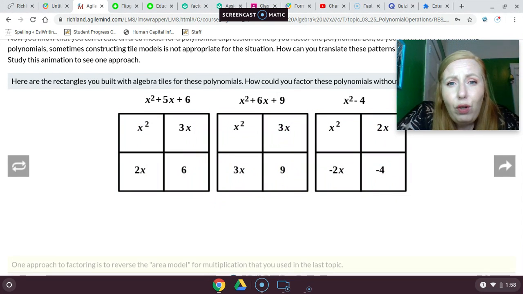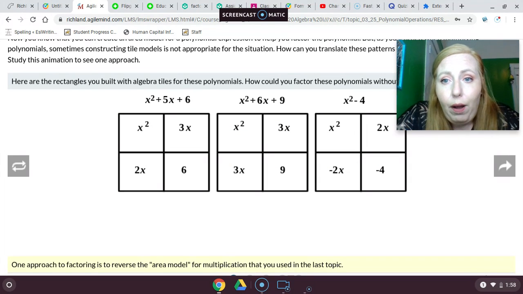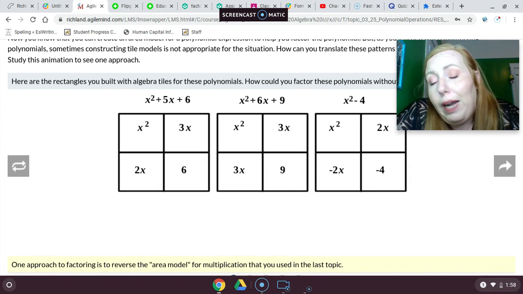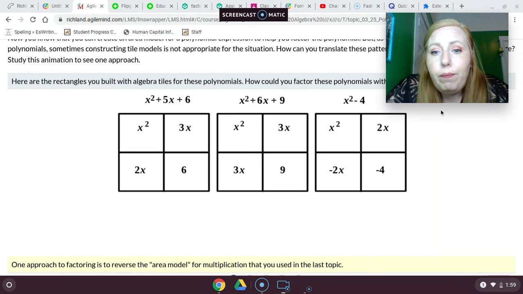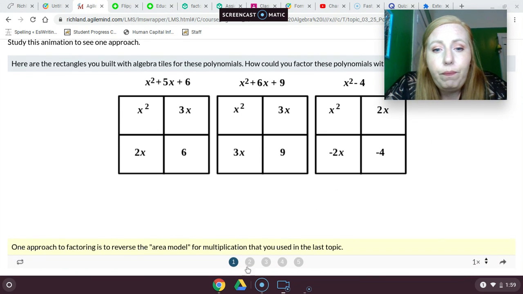All right, so they wrote them out. You could still use the area model, but not use algebra tiles, right? We could just do factoring in reverse, the area model for multiplication that you used in the last topic. So we could just use our numbers. So let's continue.